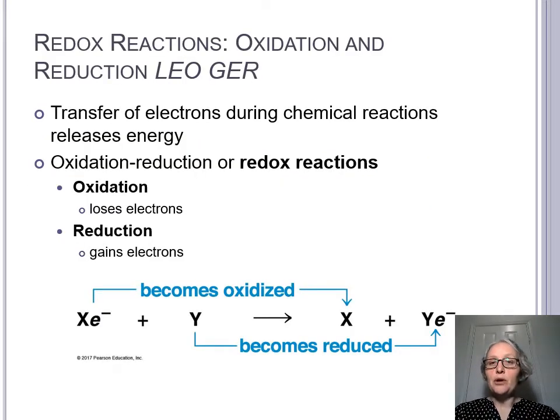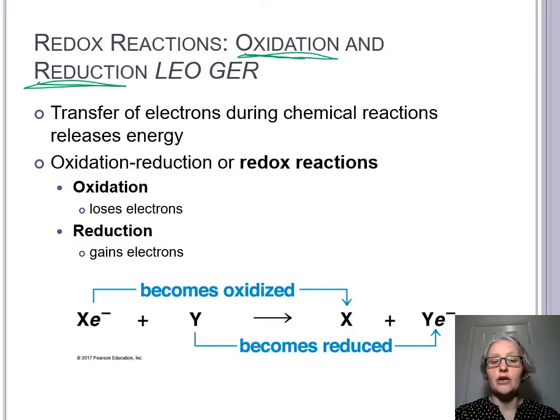To set up our discussion of cellular respiration, we need to talk about redox reactions. As we work through aerobic cellular respiration, we're going to see the transfer of electrons. As those electrons are moved around, this is going to release energy. So when you are moving electrons around, these are called oxidation and reduction reactions.